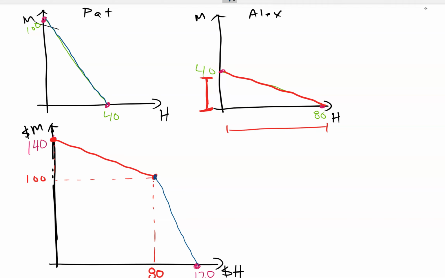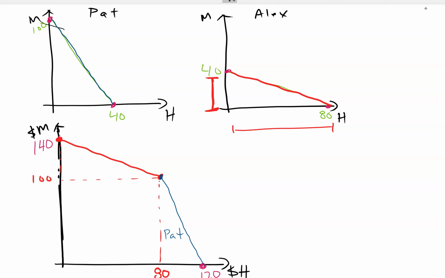And the distance from this 80 to the 120 is the 40 home goods that Pat is capable of producing. Okay, so now we've put them together. This one is Pat, and this one is Alex. So that's how you put them together. If you do it backwards, you'll find your PPF doesn't go out, instead it goes in, and then you'll know that you have them backwards.